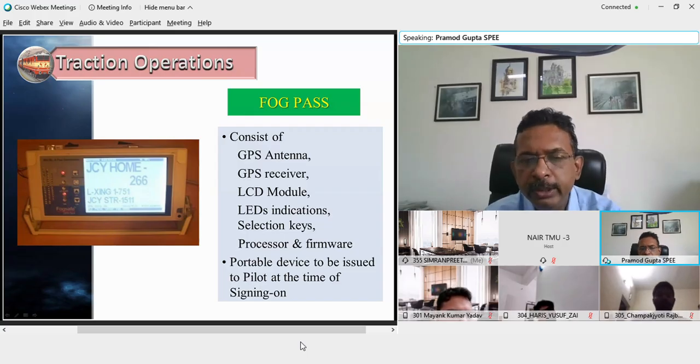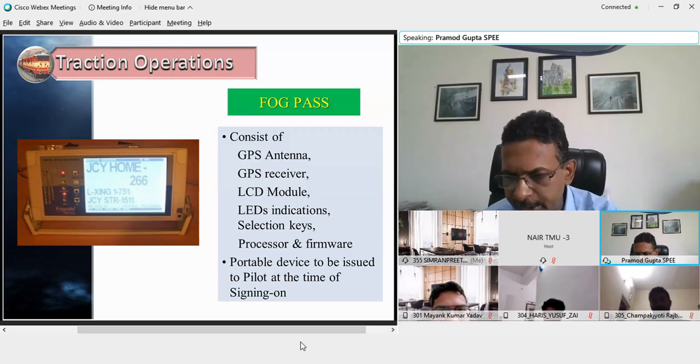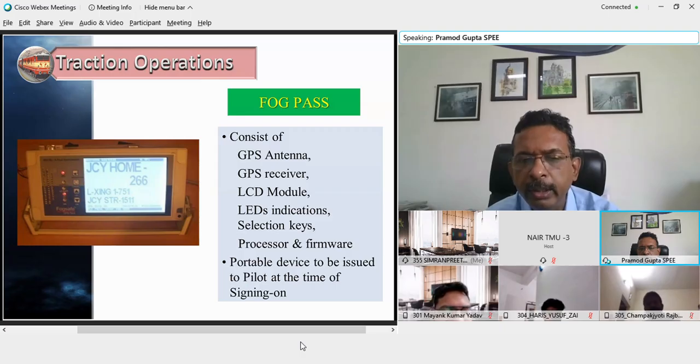The equipment has different fleet indicators with different sensitivities, and there is a processor which keeps on checking the location of the train. It compares the GPS data of the locomotive along with the GPS data of all the stationary locations which are important for the train.